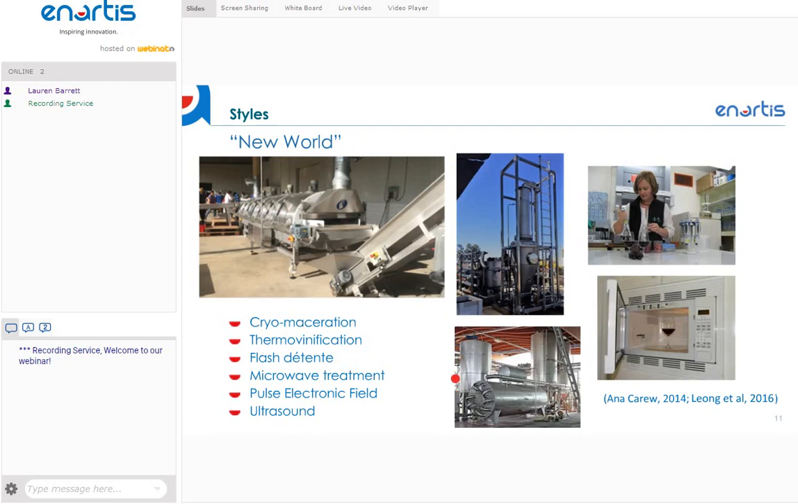In the top right-hand corner, this is a picture of Anna Carew. She is a researcher from the University of Tasmania, and she's been doing a lot of interesting research with microwave treatment, and I highly recommend checking out her dissertation, which is listed in the citations, if you want to look into more of some of the innovation with maceration techniques with Pinot Noir.